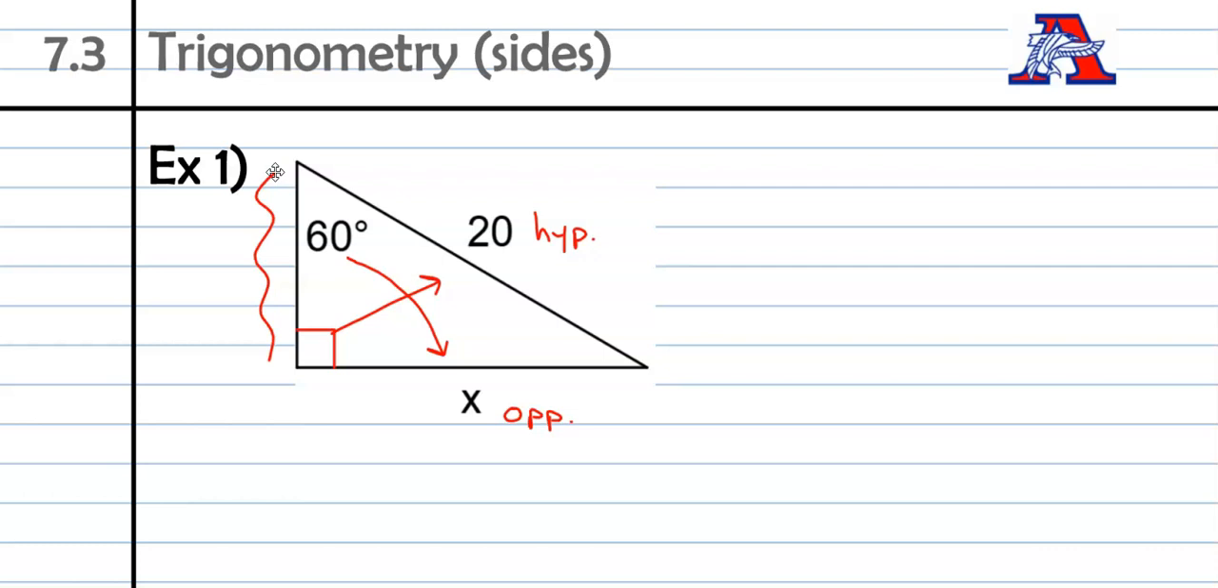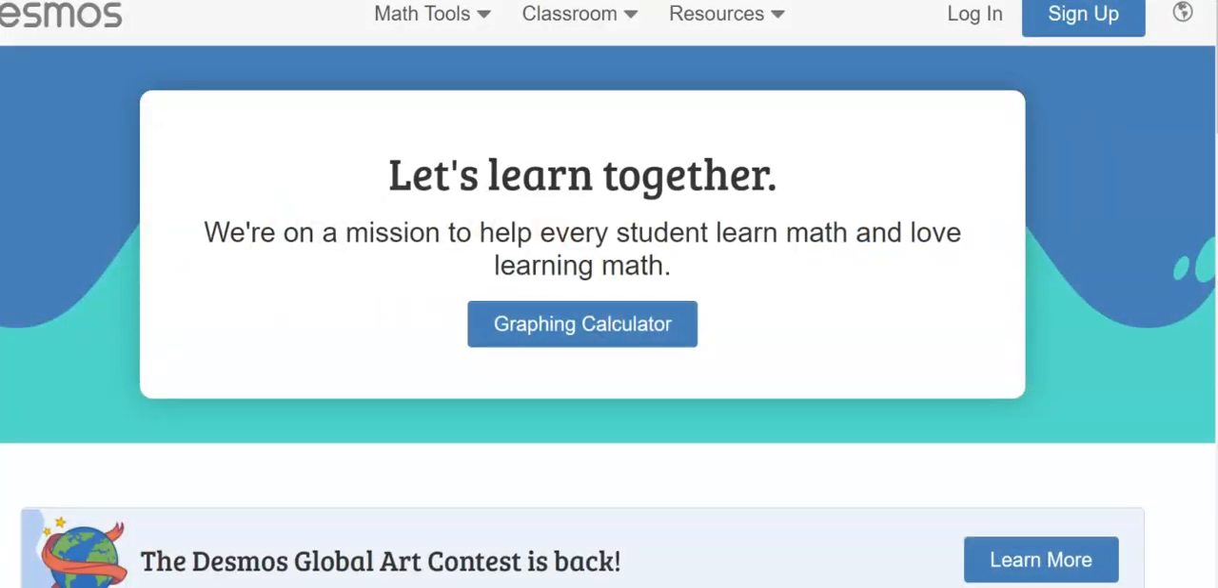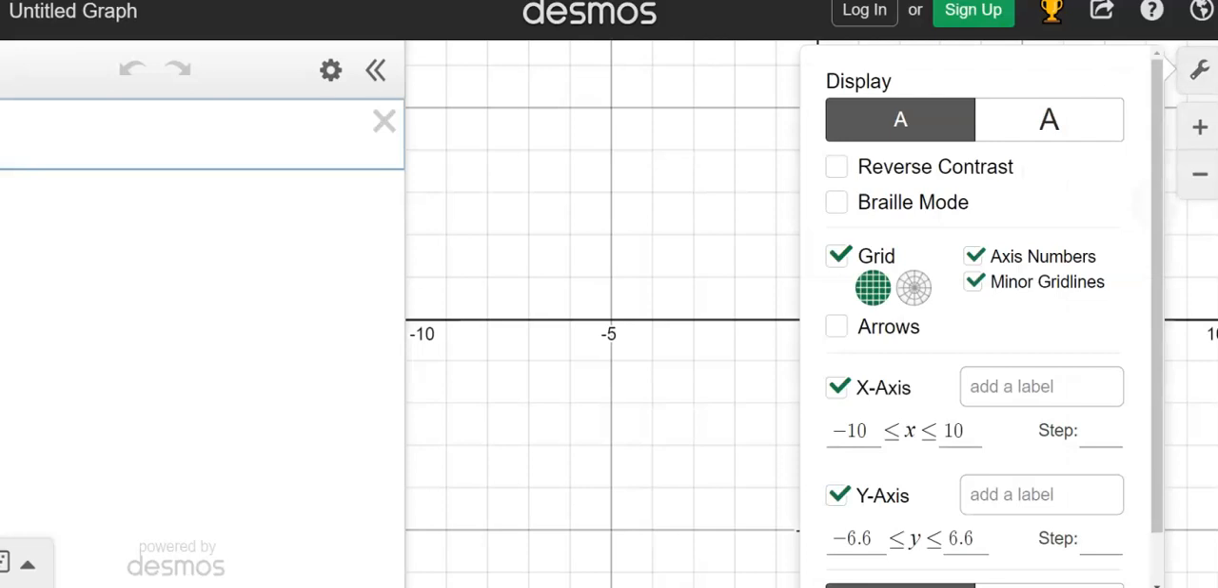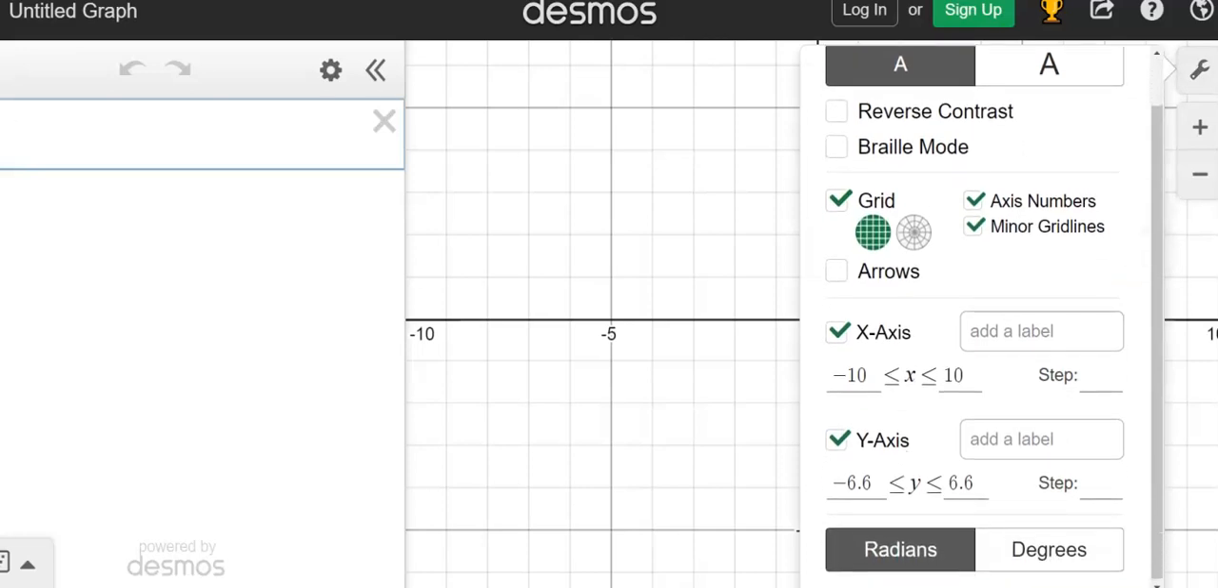Now the next thing I want to show you is really, really important. Before we forget, I always do this right away. As soon as I get a trig problem, I get my calculator set up. I'm going to show you on the Desmos calculator, and if you have a different calculator you like to use, just let me know and I can help you get it in the right mode. What we want to do is get it in degree mode. A lot of times calculators will default into something called radians, and we want to be in degrees.